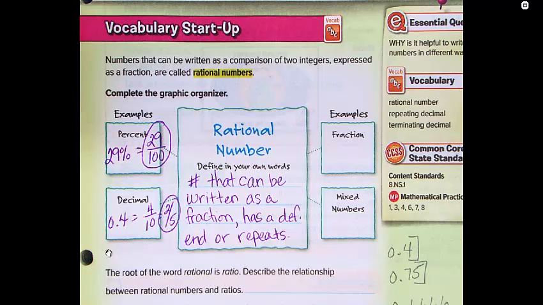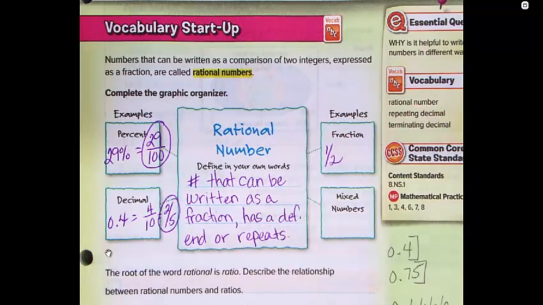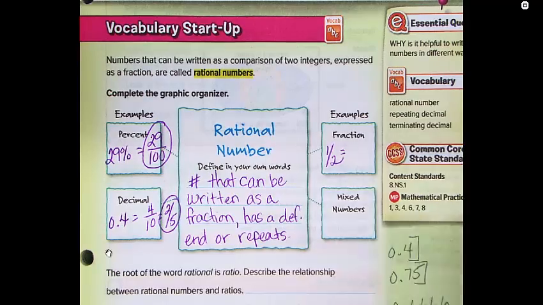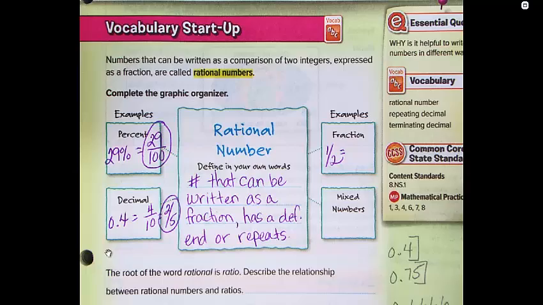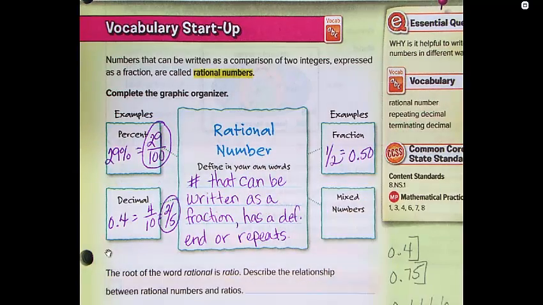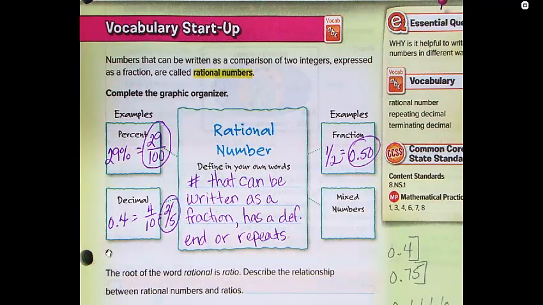As a fraction, if I have the fraction 1/2, if you take 1 divided by 2 on your calculator, or if you do the long division, you'll find out that 1 divided by 2 is 0.5. So the decimal equivalent would be 0.50, or 0.5. Either way is correct. It's half. It's 1/2. And half of 100, or half of a whole, is 50. And finally, mixed numbers.